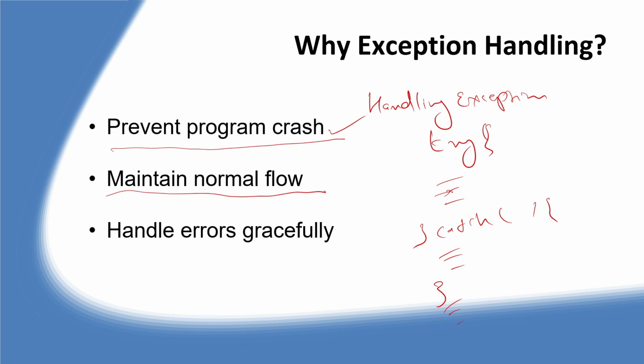So there is a flow, right? If an exception occurs, it will go to these lines of code, and after completing them, it will go to the next lines of code. So there is a proper flow. It will maintain normal flow if we are handling exceptions, and handle errors gracefully. So this is the advantage of using exception handling. Exception handling helps to prevent programs from crashing, and it allows us to handle errors gracefully and maintain the normal flow of the application.